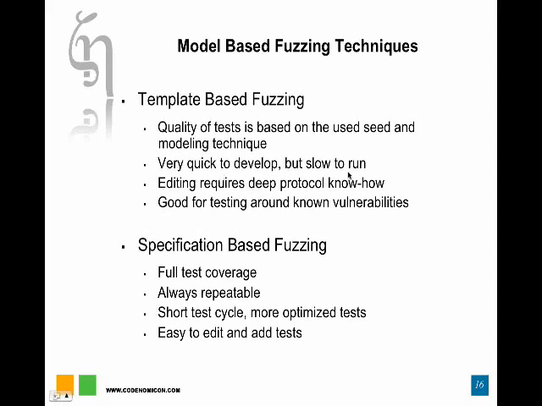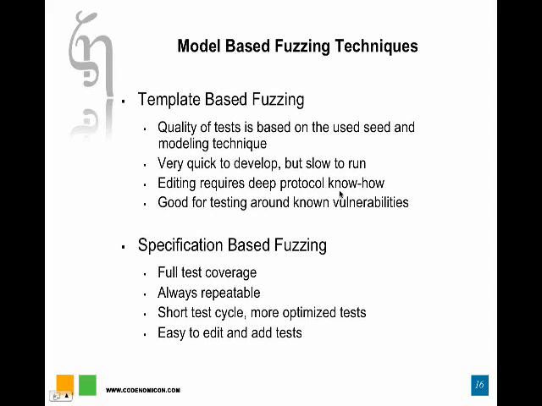But it's quite slow to run because it cannot find all the protocol details in the packets, and it cannot find all the different aspects from the traffic. So it often takes time to generate, or what can also happen is that you need more test cases than in a specification-based fuzzer. And when you do template-based fuzzing, editing those test cases that you generate, editing those protocol models that you create often requires quite deep protocol know-how.